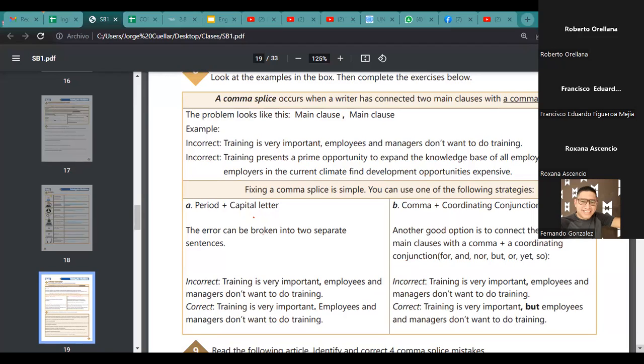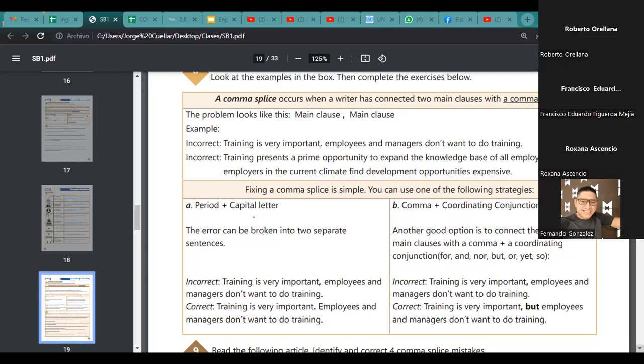And on the other hand, training presents a prime opportunity to expand the knowledge base of all employees. Many employers in the current climate find development opportunities expensive. So we know that the pause is there. It has to be there, but something is missing. If you read it all together, you feel that it is not good, but this is a little bit more difficult than the first one. The first one is very obvious.